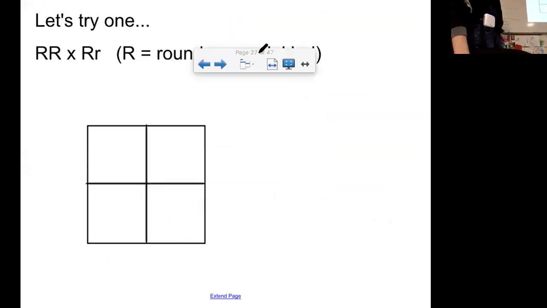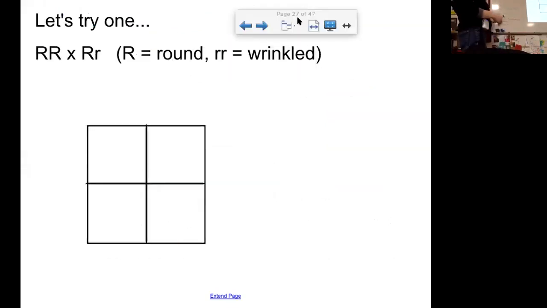All right, let's try another one. This time we're looking at round versus wrinkled. We'll say pea plants here. So big R, this X means we're going to cross it with big R, little r. So big R, is that dominant or recessive? Dominant, and the dominant trait is round. Is this homozygous or heterozygous? Homozygous.